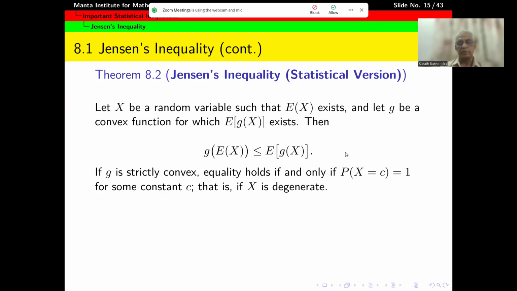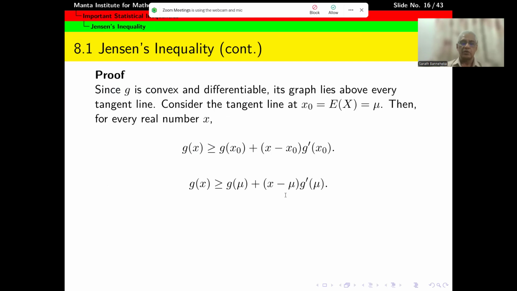Right? So that's what we mean by this degenerate random variable. So it's almost like a constant. Right. So how do we prove this one for a general random variable, discrete or continuous? We can easily prove this by considering the second characterization of the convex function.